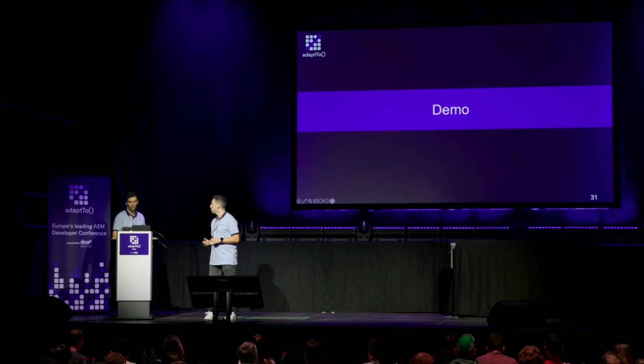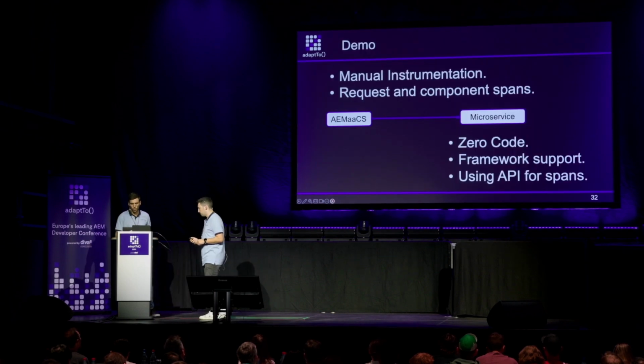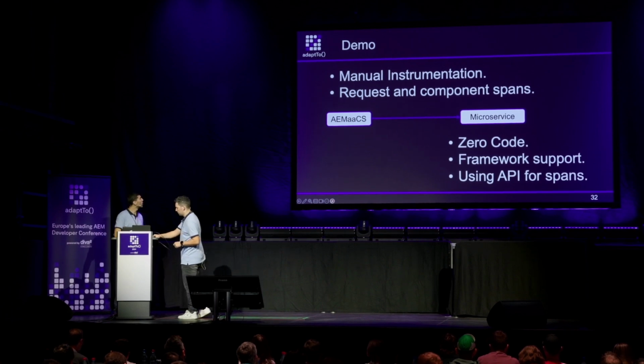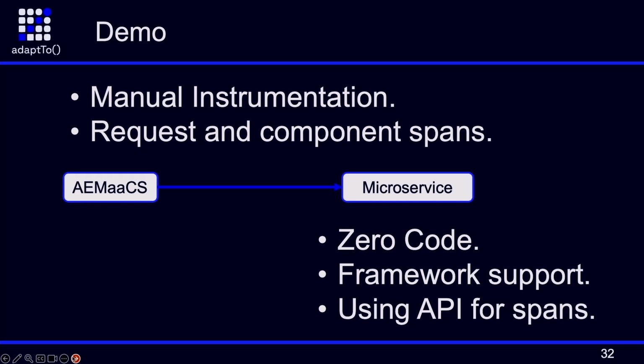All right, demo time. Now we go to the demo. What do we have as a demo? So we have AEM. We're going to use the AEM SDK. And there we have the code-based instrumentation, because there is no Java agent, where we have the request and component spans. And we use a microservice that does have the Java agent. We're using Spring Boot here, where we have zero code and framework support. So there we can use, for example, annotations for adding spans in an easier way.